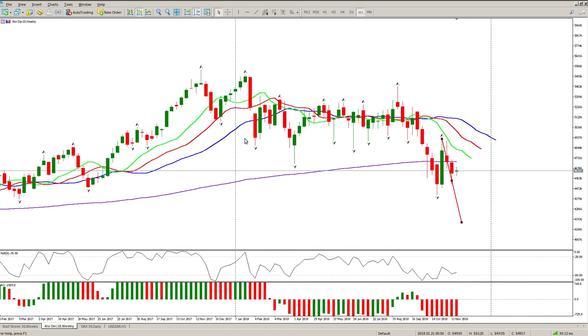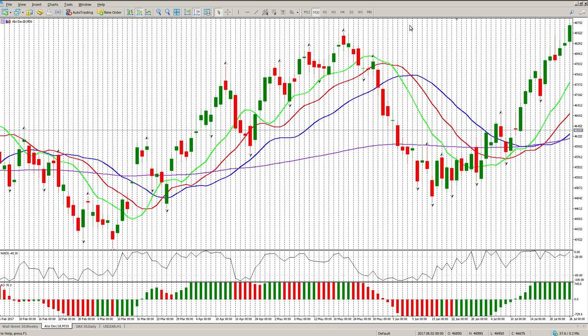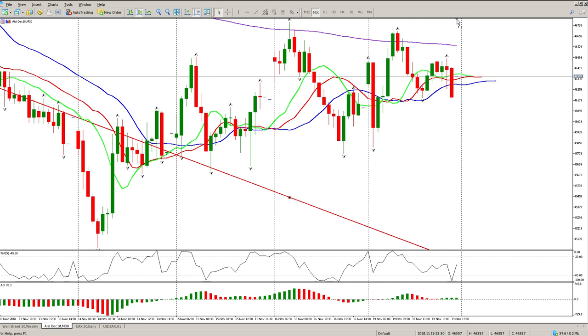Okay, so that's my take on this at the moment. Looking for shorts, and we'll see what happens at the open. I'll probably look at this after the first half hour.